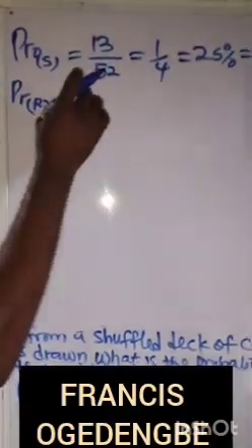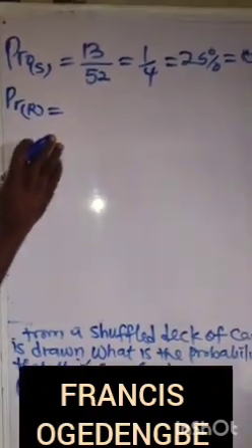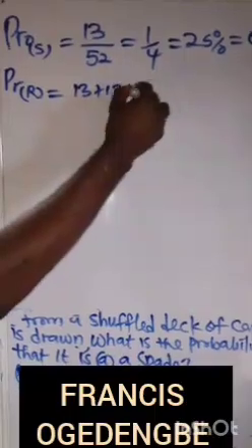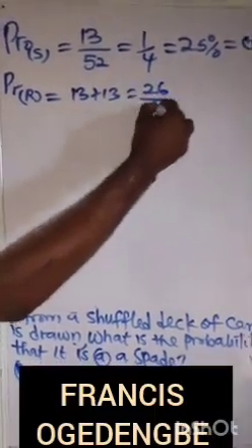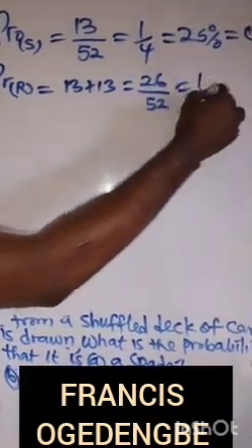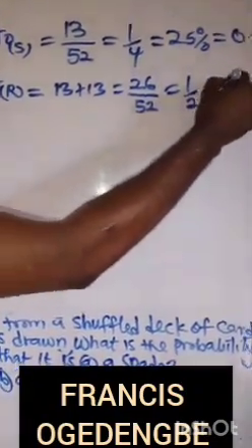The next one asks: what is the probability of getting a red card? The diamonds and the hearts are red cards. So 13 plus 13 gives us 26/52, which gives us 1/2, a 50% probability.